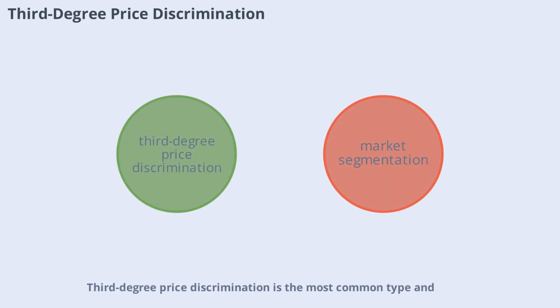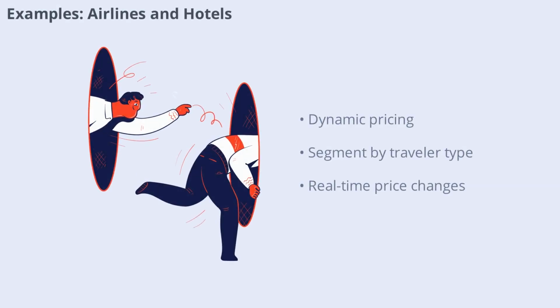Third-degree price discrimination is the most common type and involves segmenting customers into groups based on observable characteristics, such as age, location, or occupation. For instance, students, seniors, and children often receive discounts, while tourists may pay more for attractions. Firms use this strategy when they can easily identify and separate different groups, tailoring prices to each segment's willingness to pay.